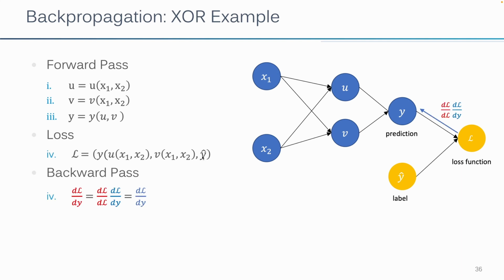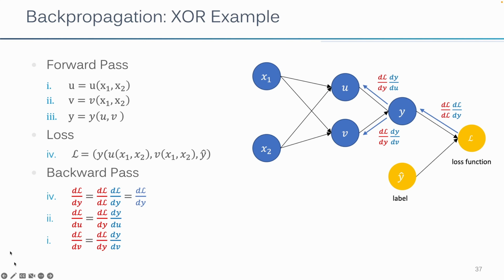So if we go back, we do the same thing. We compute the loss in dependence of y. We don't compute the loss in dependence of y hat. Why? Because there's nothing to optimize. The label is just given, and we don't have to compute anything there. So we go the same way back, and we compute y in dependence of u and v.